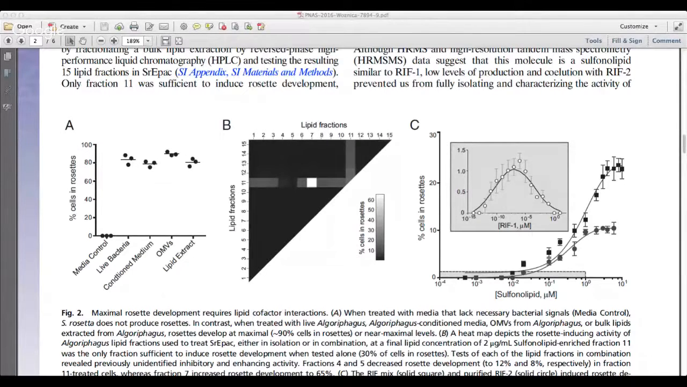So figure 2A is a nice setup where they're looking at rosette development. A lot of the things on the y-axis are going to be the percentage of cells in rosettes, which, in terms of having a bioassay, is a nice simple one to do. You're just like, let's count the cells in rosettes. Ta-da! So what they've got there is, go ahead, Kat.